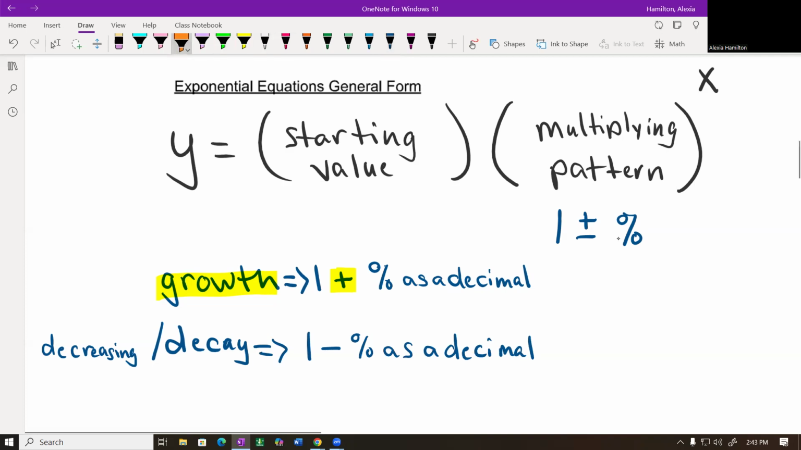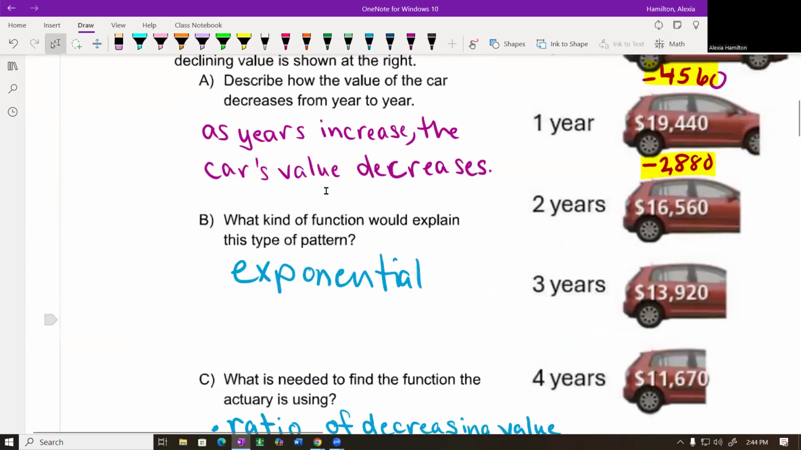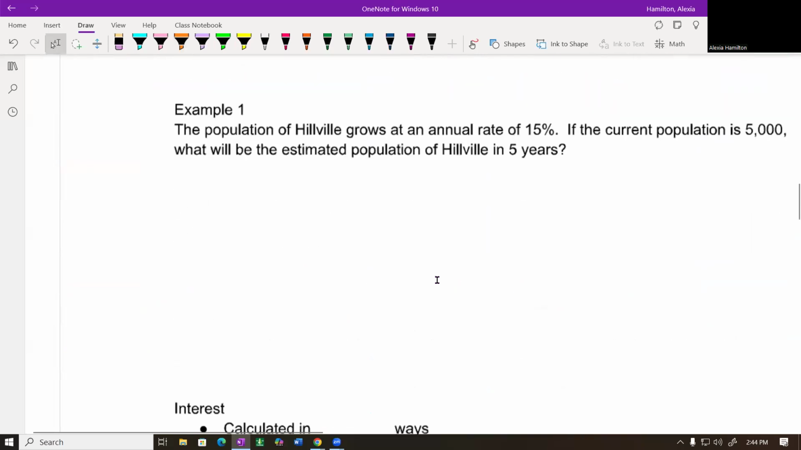So decay, or decreasing functions, means we are going to subtract. Like if your school population is decreasing by 3%, you would go 1 minus 0.03, because you have to take that 3% and turn it into a decimal. Okay. Cool. But that's just things to keep track of when we are writing these.